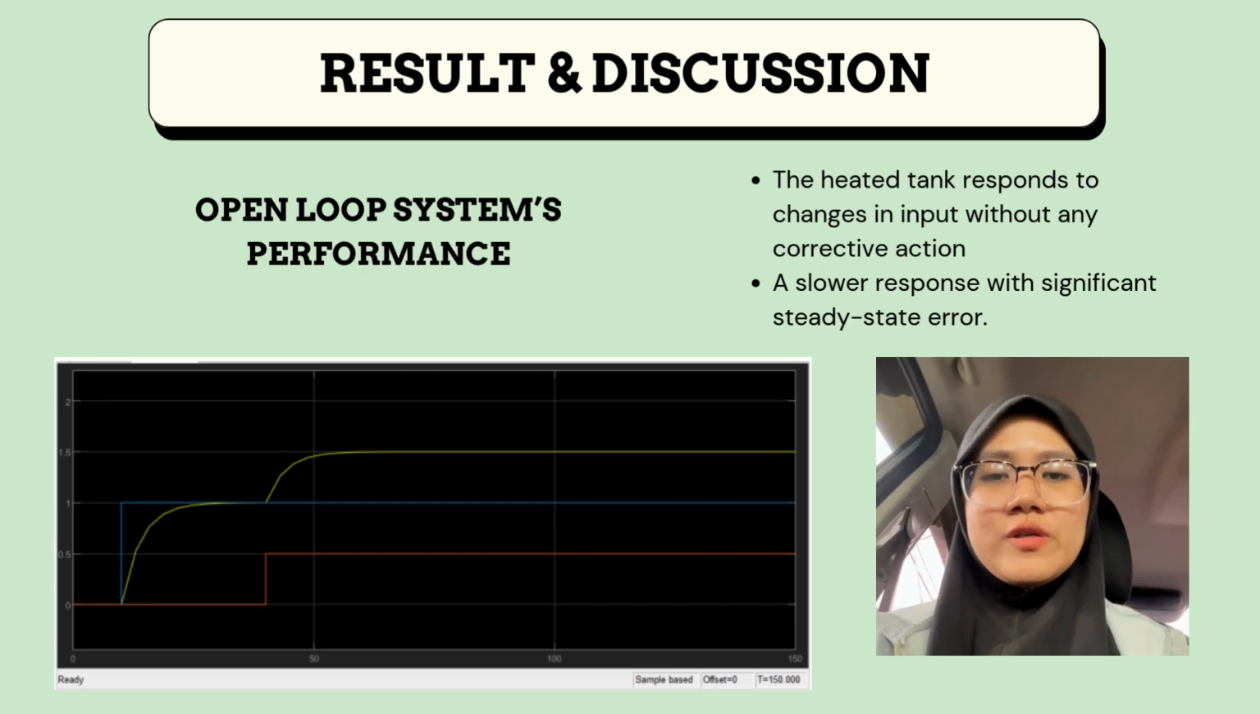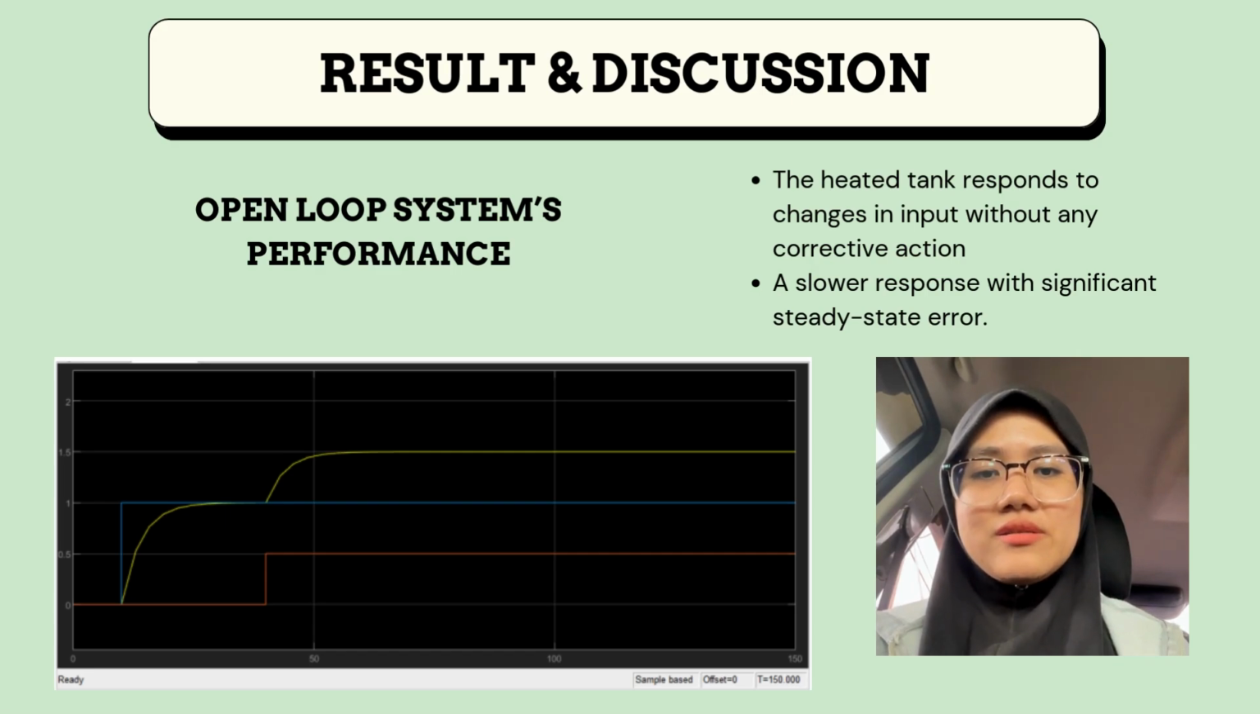In the open-loop configuration, the heated tank responds to changes in the input without any corrective feedback. This results in a slower system response with a significant steady-state error. These results highlight the natural dynamics of the system and demonstrate the need for a feedback mechanism to maintain the desired output.